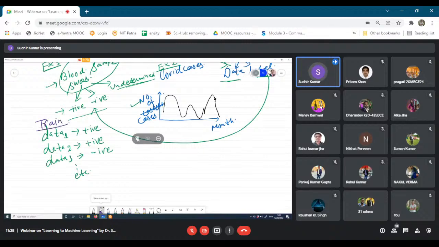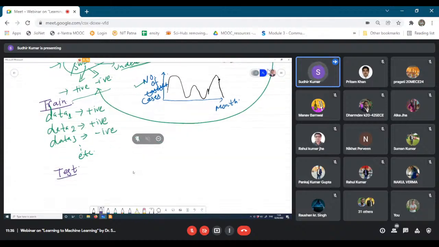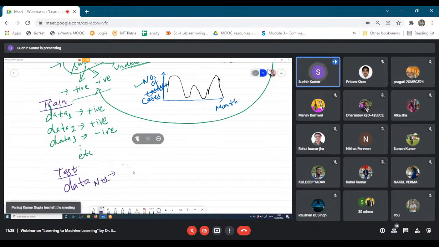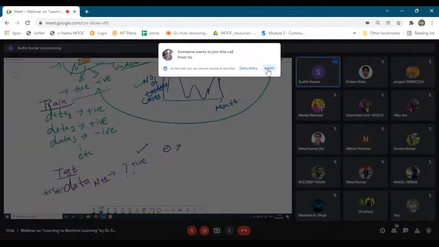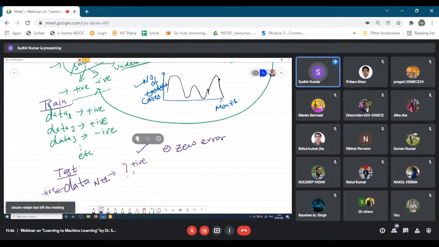In the testing, there are two phases. In the testing, we give you some new data. Let us say the data n+1, and I will ask you whether it is positive or negative. You should be able to tell. If it is positive and you are able to classify it as positive, then the error is zero. But on the other hand, if the person is positive but it is giving the negative result, that is non-zero error.